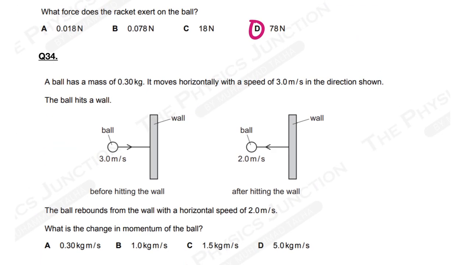Pretty similar question. It's just that this one is easier because it just asks for the change of momentum. Final velocity negative 2 because it's to the left. Initial velocity positive 3. mv minus mu, so 0.3, v is negative 2, u is 3. So 0.3 times 5 is 1.5 to the left. That's what the negative sign shows.